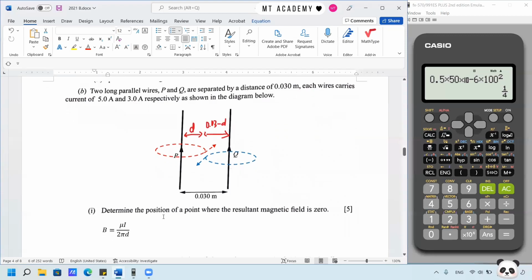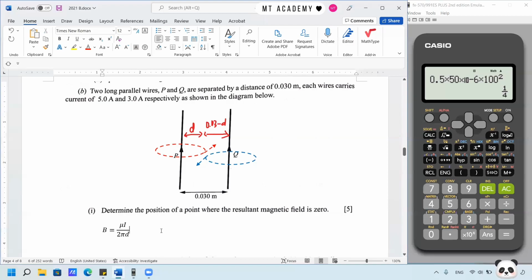First is to determine the position of a point where the resultant magnetic field is 0. First of all, you need to know the formula of the magnetic field produced by a straight conductor, provided by Ampere's law, which is equal to mu I over 2 pi d. We can see that both magnetic fields are in opposite directions, so we could expect them to cancel each other at a certain point, where the resultant magnetic field is 0 if their magnitudes are equal.